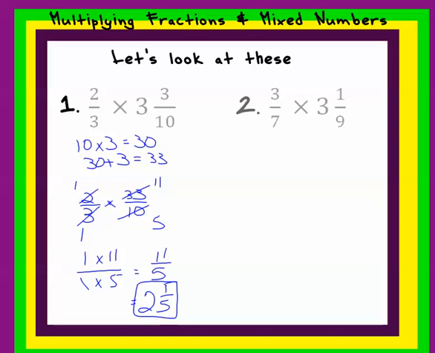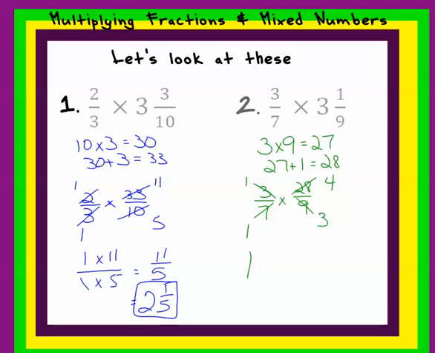All right, and my last puzzle for this lesson involves 3/7 times 3 1/9. I'm going to convert that 3 1/9 to an improper fraction. 3 times 9 is 27, and 27 plus 1 is 28. So my puzzle rewritten is 3/7 times 28/9. I see a common factor of 3 between the 3 and the 9. 3 divided by 3 is 1, and 9 divided by 3 is 3. I have a common factor of 7 for 7 and 28. 7 divided by 7 is 1, and 28 divided by 7 is 4.